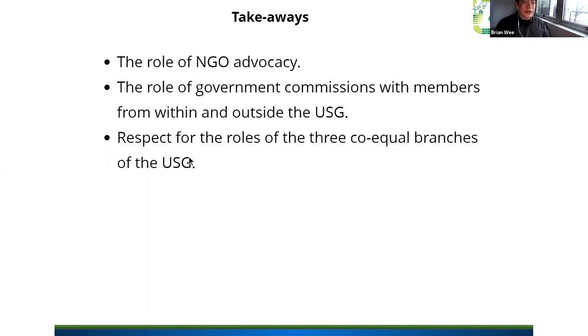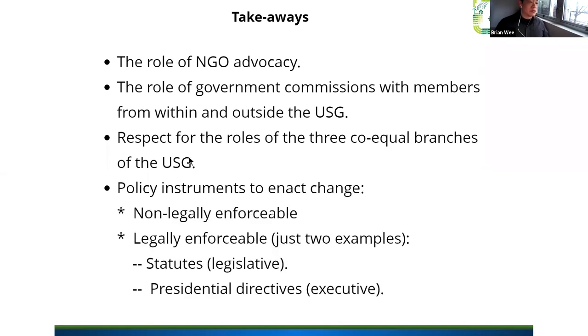I'm going to go into that again towards the end of the talk when we talk about regulations and how things like the Supreme Court steps in and slaps people on the hands when they overstep their bounds. And we're going to discuss this in greater detail throughout the talk, about the different policy instruments that can be used to enact change.